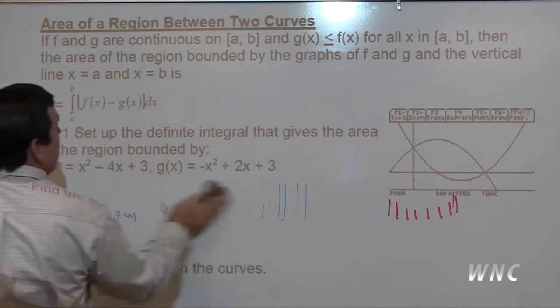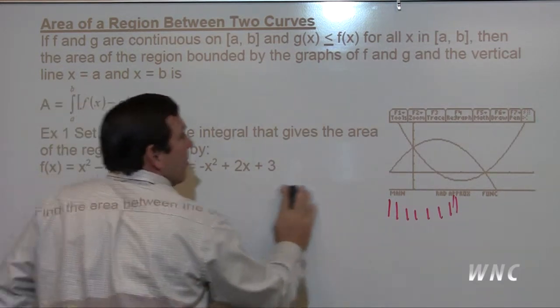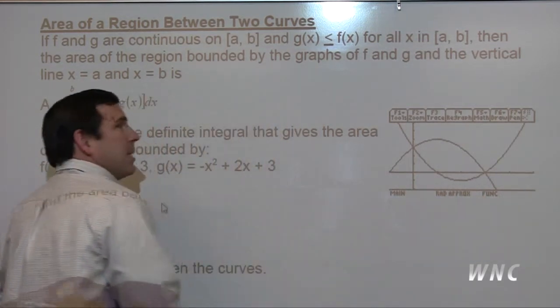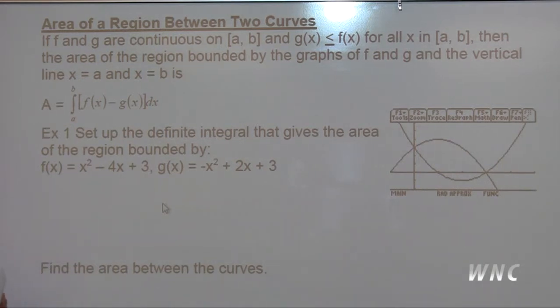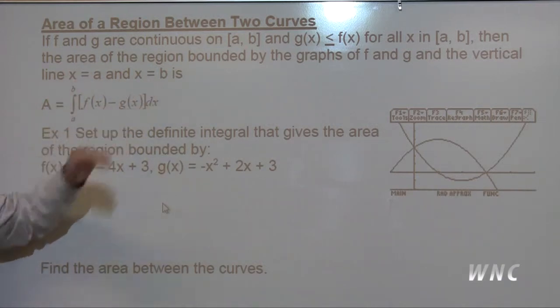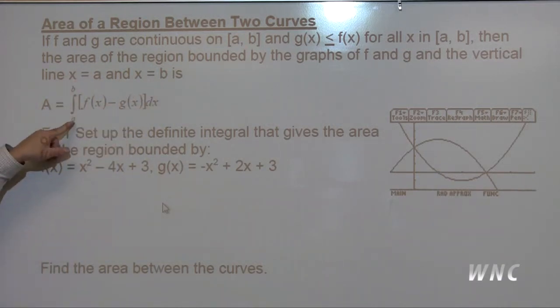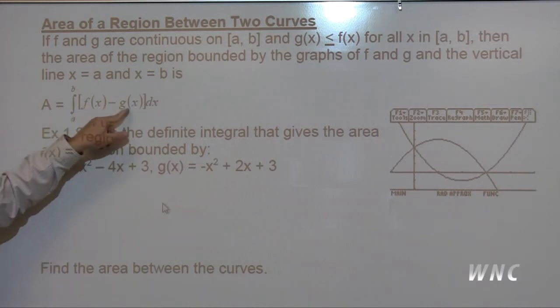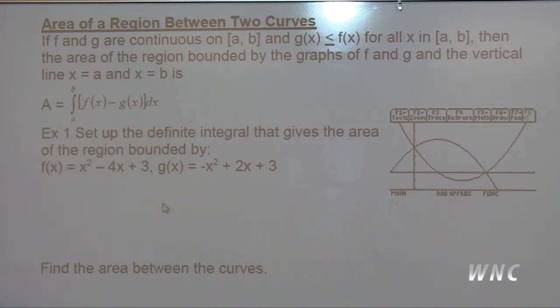If f and g are continuous on the interval from a to b, and g of x is less than f of x for all x in the interval, then the area of the region bounded by the graphs of f and g and the vertical lines x equals a and x equals b is going to be the integral from a to b of f of x minus g of x dx.